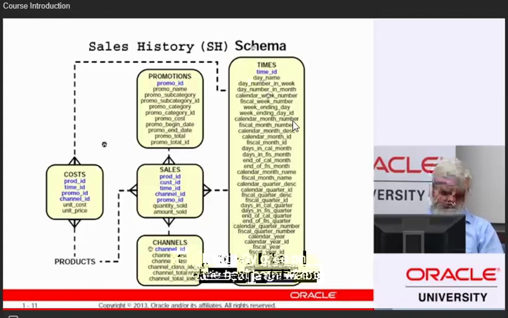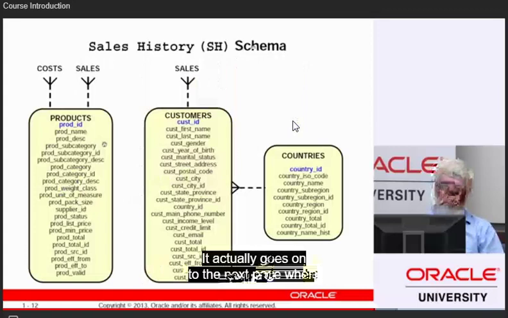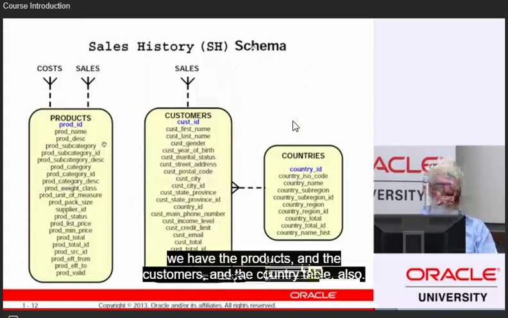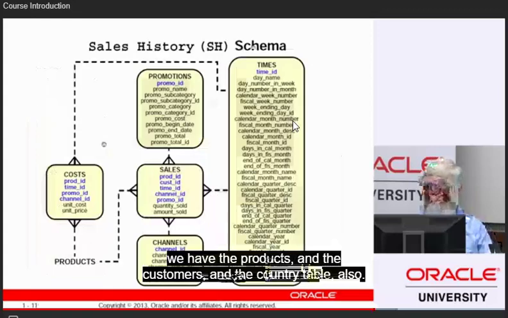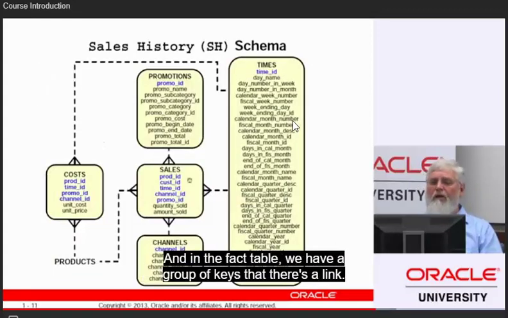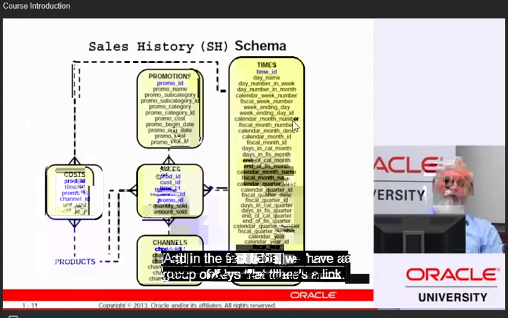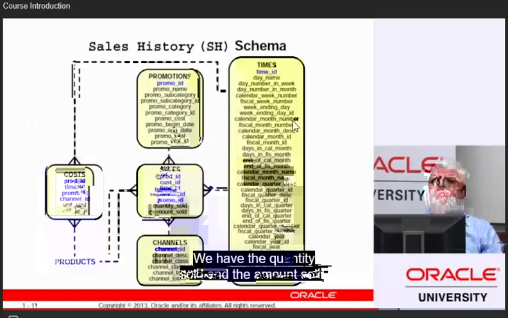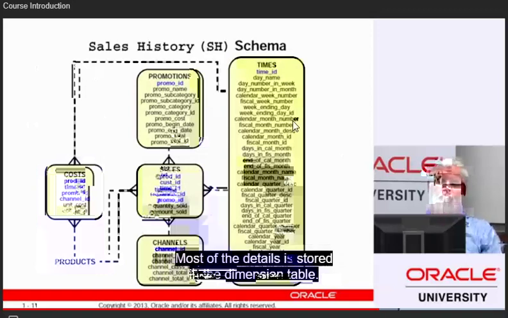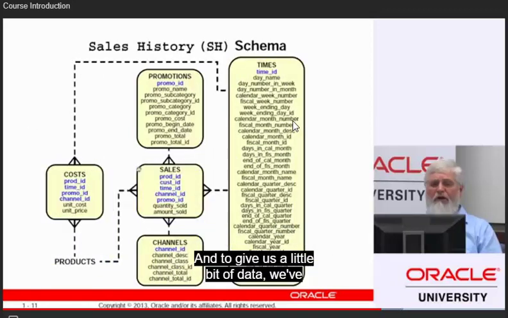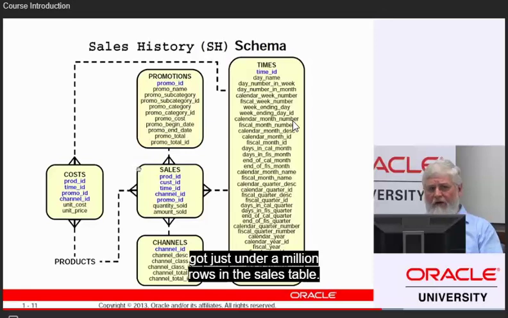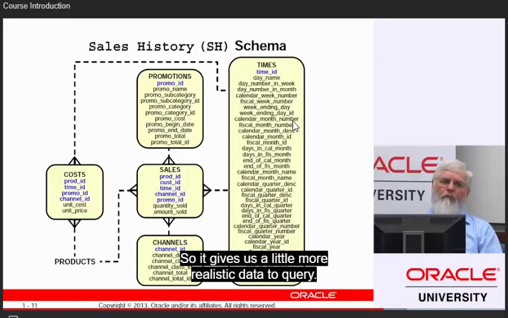And in the fact table, we have a group of keys that link to the dimension tables, and then we have some basic information: the quantity sold and the amount sold. Most of the details are stored in the dimension tables. To give us a little bit of data, we've got just under 1 million rows in the sales table, so it gives us a little more realistic data to query in our application. So we're going to be using these schemas as part of the class.